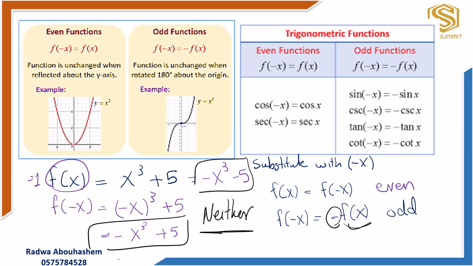Okay, I hope this one is clear. Also, regarding the trigonometric functions, all of them are odd except the even ones, cosine and secant. So again, the even functions here are cosine and secant, and for odd functions, sine, cosecant, tan and cotan, all of them are odd.